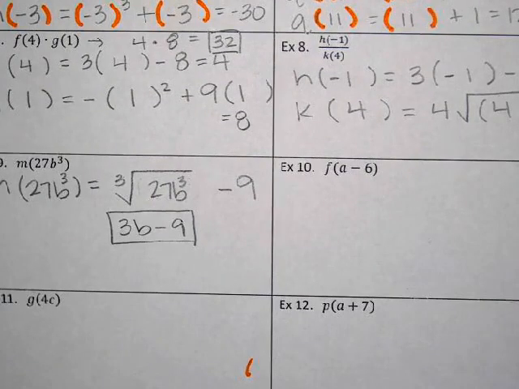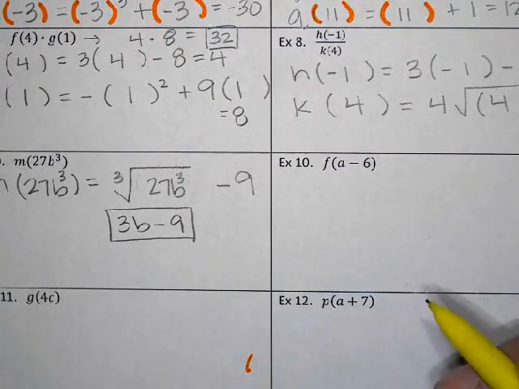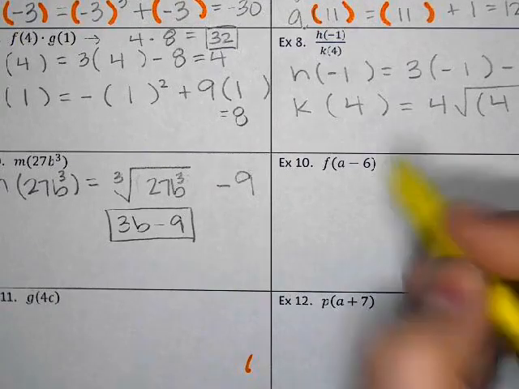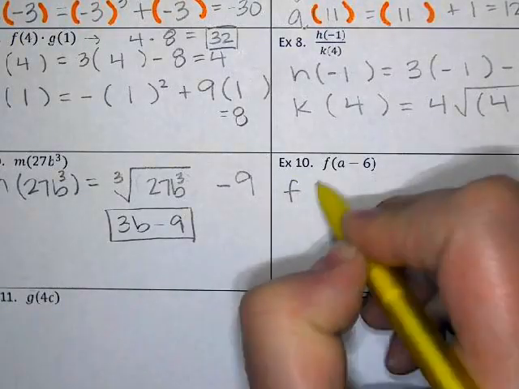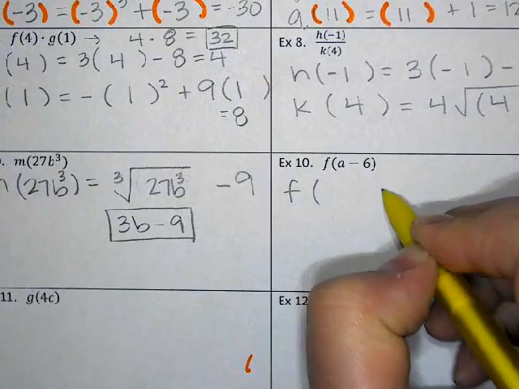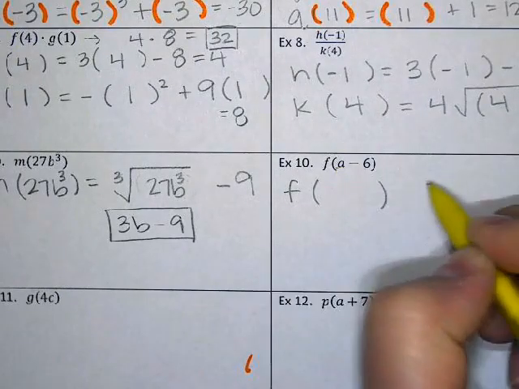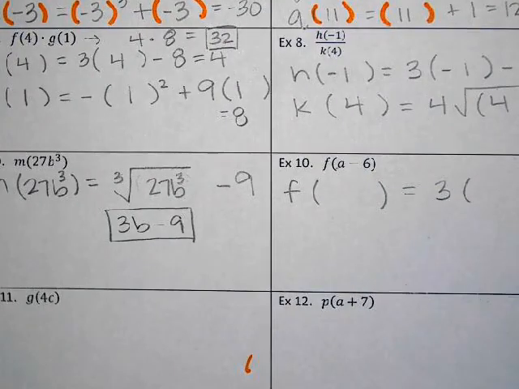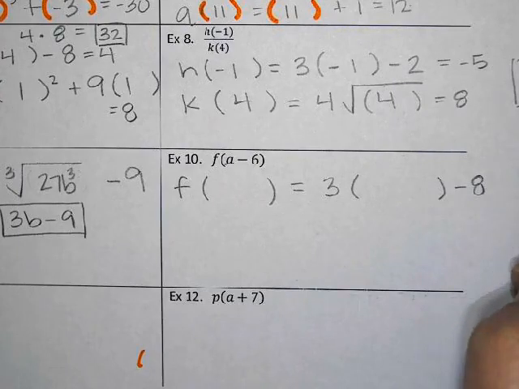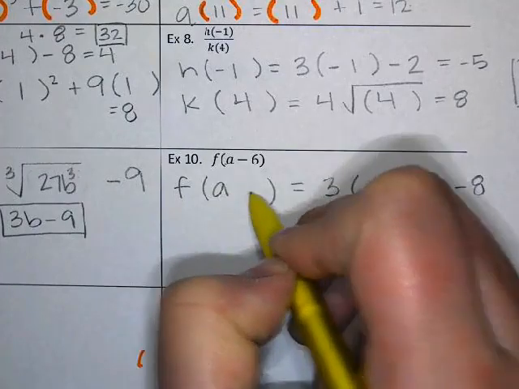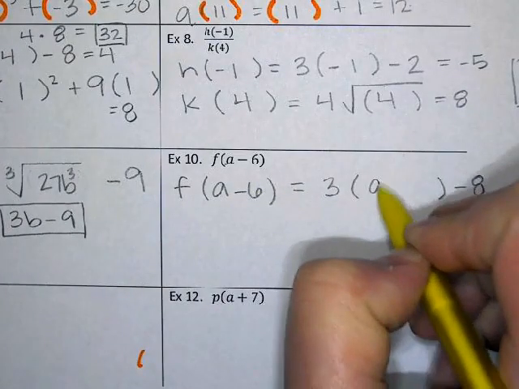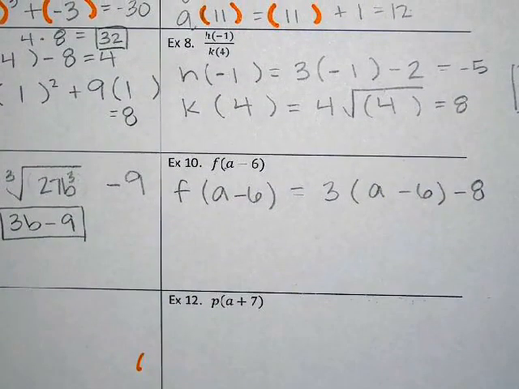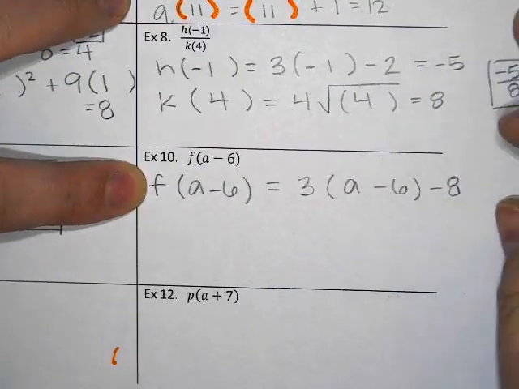Okay, for the next one, f of x, so I'm going to write f of x, and I'm going to make the space kind of big because we're plugging in two things this time. F of x is 3x minus 8. And the thing that we're plugging in for x is a minus 6. So I'm going to get rid of this part. I don't really need it because it's just notation. But I do need this part.